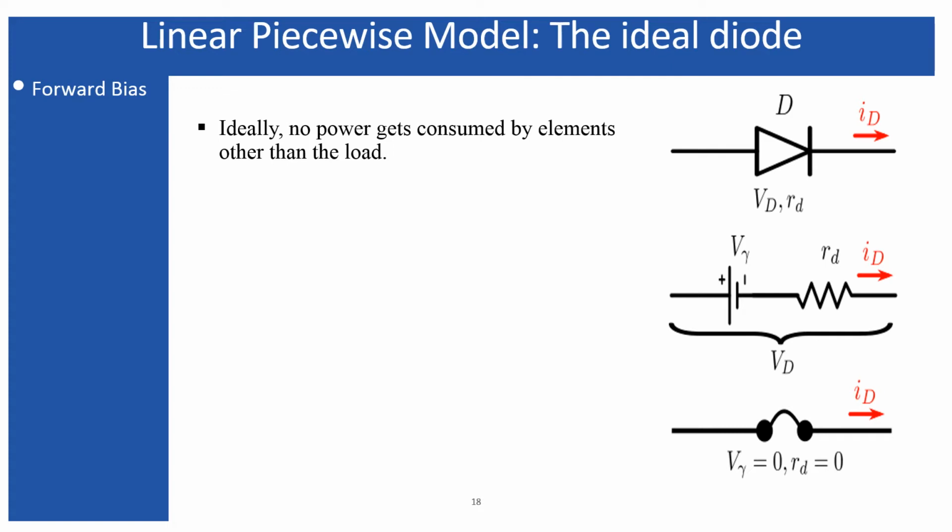However, as we are discussing the ideal case, which is the linear piecewise model of an ideal diode, we should consider that the diode should not consume any power. The power will only be consumed by the load. As the diode is not consuming any power, the power for the diode will be zero. So this is the power consumption by the diode, and that goes to zero.